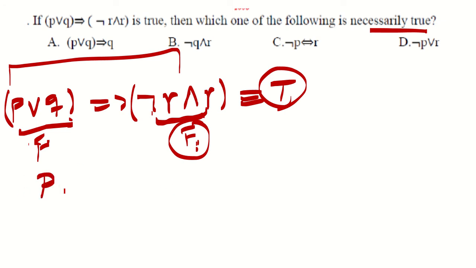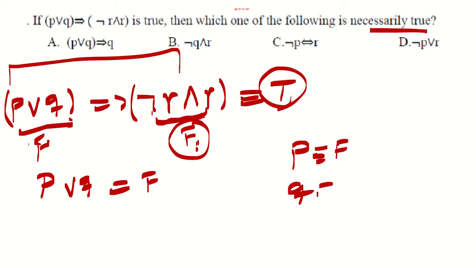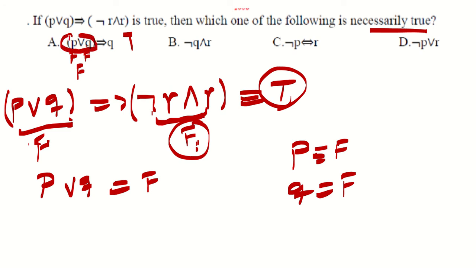Now, already P and P or Q is false. That means both must be false. P must be false and Q also must be false. Okay, here now let's check the choices, each of them. Which one of the following is necessarily true? False or false? It's false. False implies whatever, it's always true. Because both of them are false, false and false or false is false. False implies what? Anything will give you true. So without any precondition, this will be true. This is necessarily true.